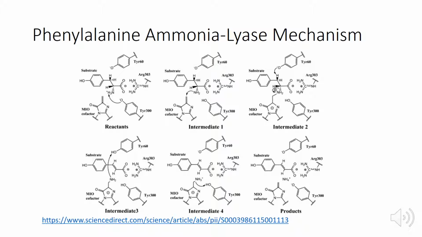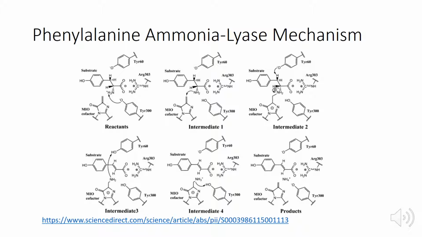Moving on to intermediate 2 stage, then that amine attacks the MIO. Oh, sorry, that happened in intermediate 1. And in intermediate 2, you see it connected, where then the other tyrosine will deprotonate that hydrogen. Its electrons will collapse down. That arrow is not shown, but you can see what would happen, which then would kick off the amine to be attached to the MIO cofactor.